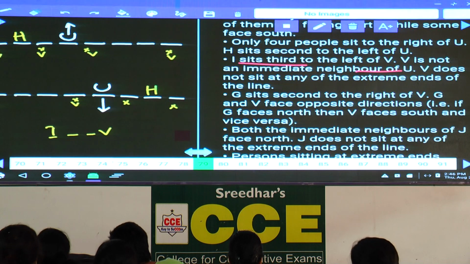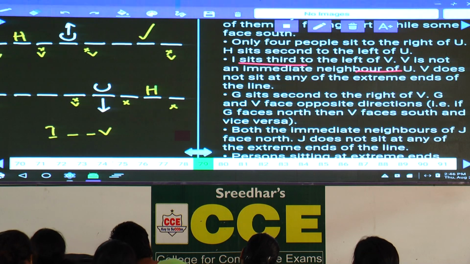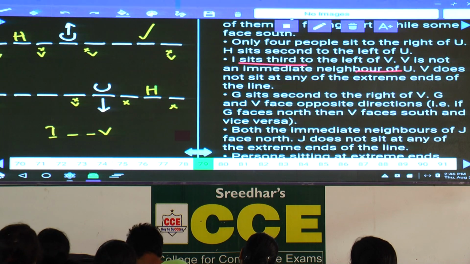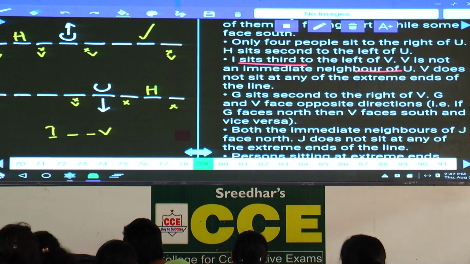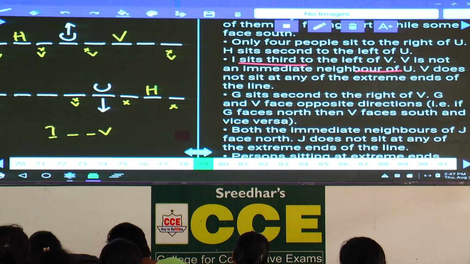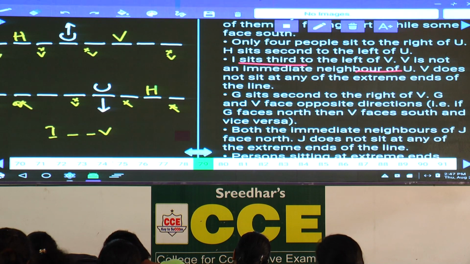Tell me whether V can be at this place or not. If V is here, then U and I must be in the same place, which is not possible. Hence V cannot be here, hence V must be at this place. Are you getting my point or not? And again coming to this one, V cannot be here, because if V is here, I and U must be in the same place, not possible. Hence V must be here.